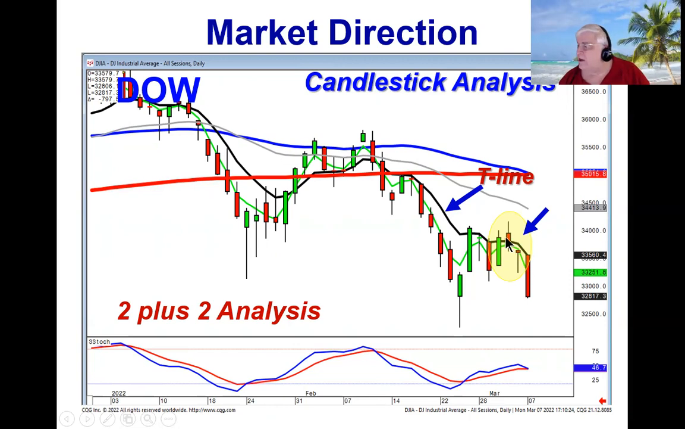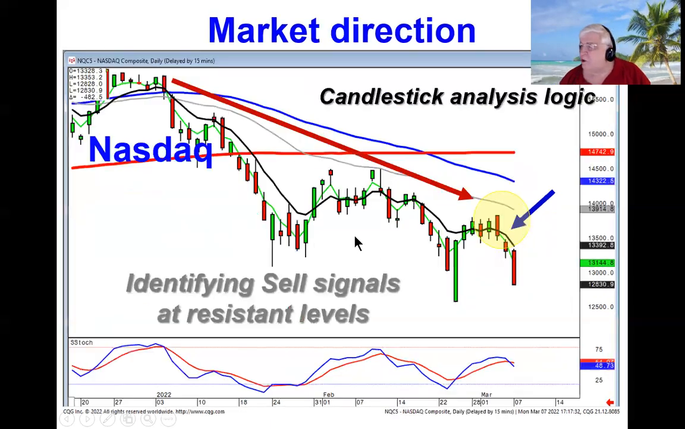You can see the Dow did a kind of a bearish doji sandwich, failure at the T line. What do we expect from this pattern setup? If they break through here, we've got wave one, wave two, wave three, implying more downside. This is what we call 2+2 analysis, when with one glance, you can see multiple indicators telling you which way the market is going. Same thing over here on the NASDAQ. This is what we call candlestick analysis logic.